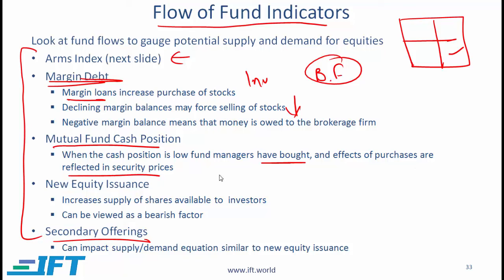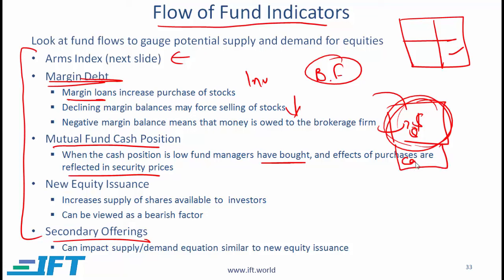reflected in security prices. Just to make sure you understand this, a mutual fund is one where lots of investors put in their money, and then the mutual fund uses this money to buy securities. If you have an equity-based mutual fund, they will use this collection of money or pooled money to buy stocks. A mutual fund typically will not put 100% of the money into stocks. It will keep some money in the form of cash or cash equivalents.